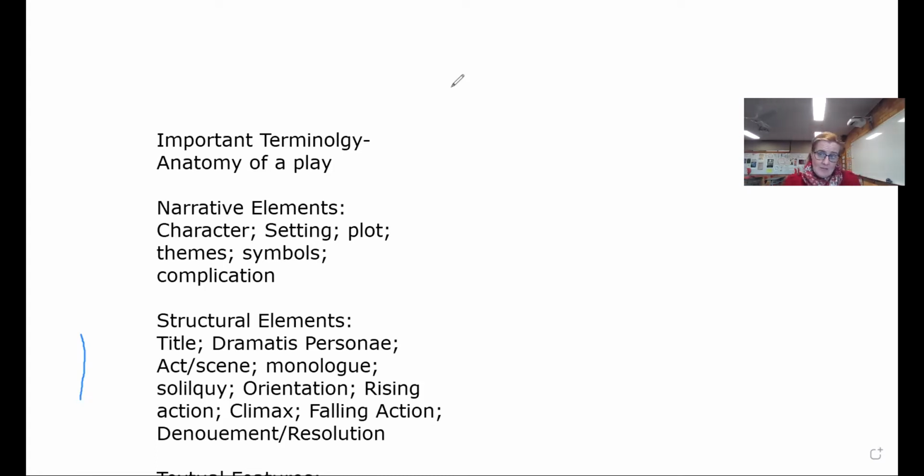And then the signposts, the plot markers of a play, which include the orientation, the rising action, climax, falling action, and denouement or resolution. Just off the bottom of my page, but in a document that I will attach to this tutorial, are textual features. And the two textual features that I really wanted to introduce to you today are the ideas of tragedy and hamartia.